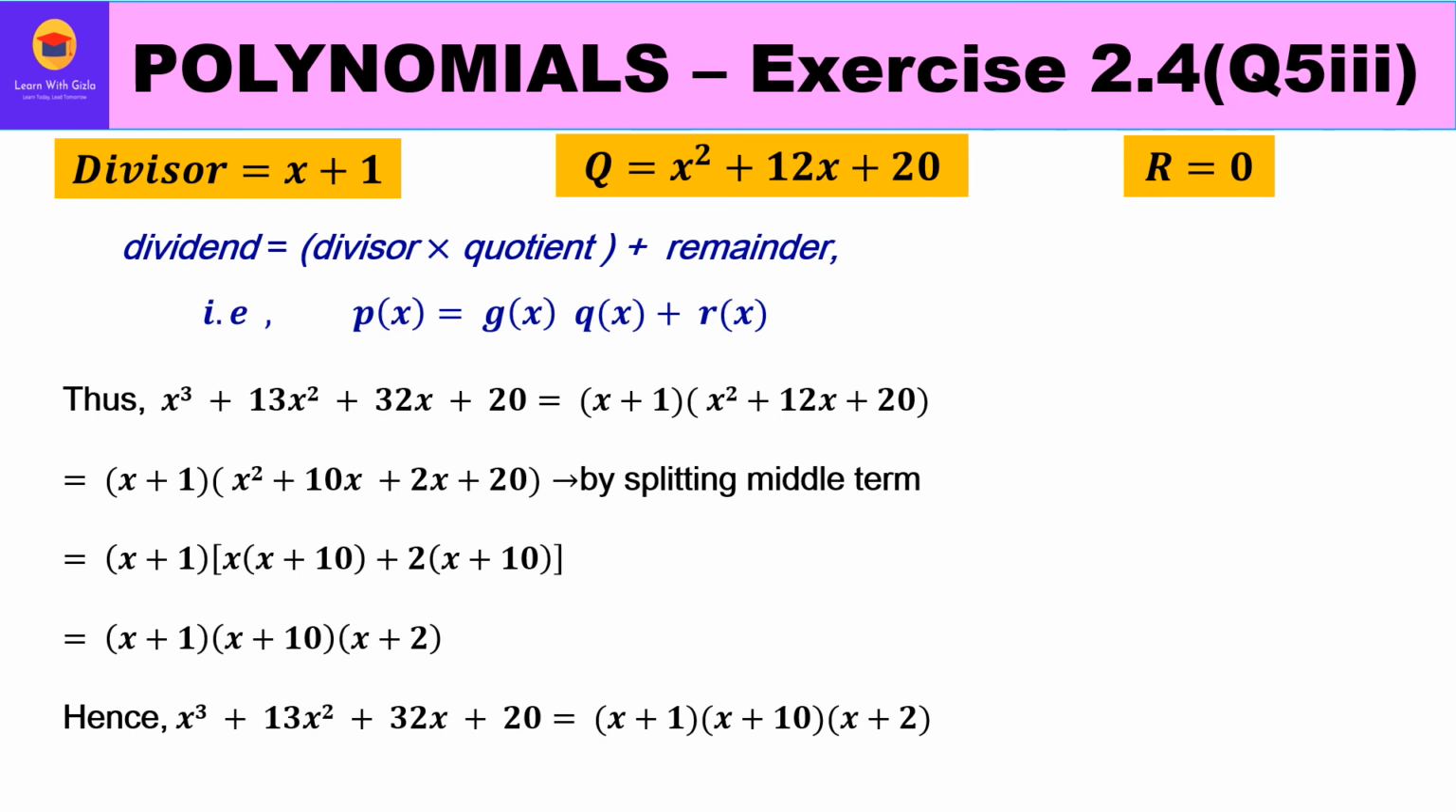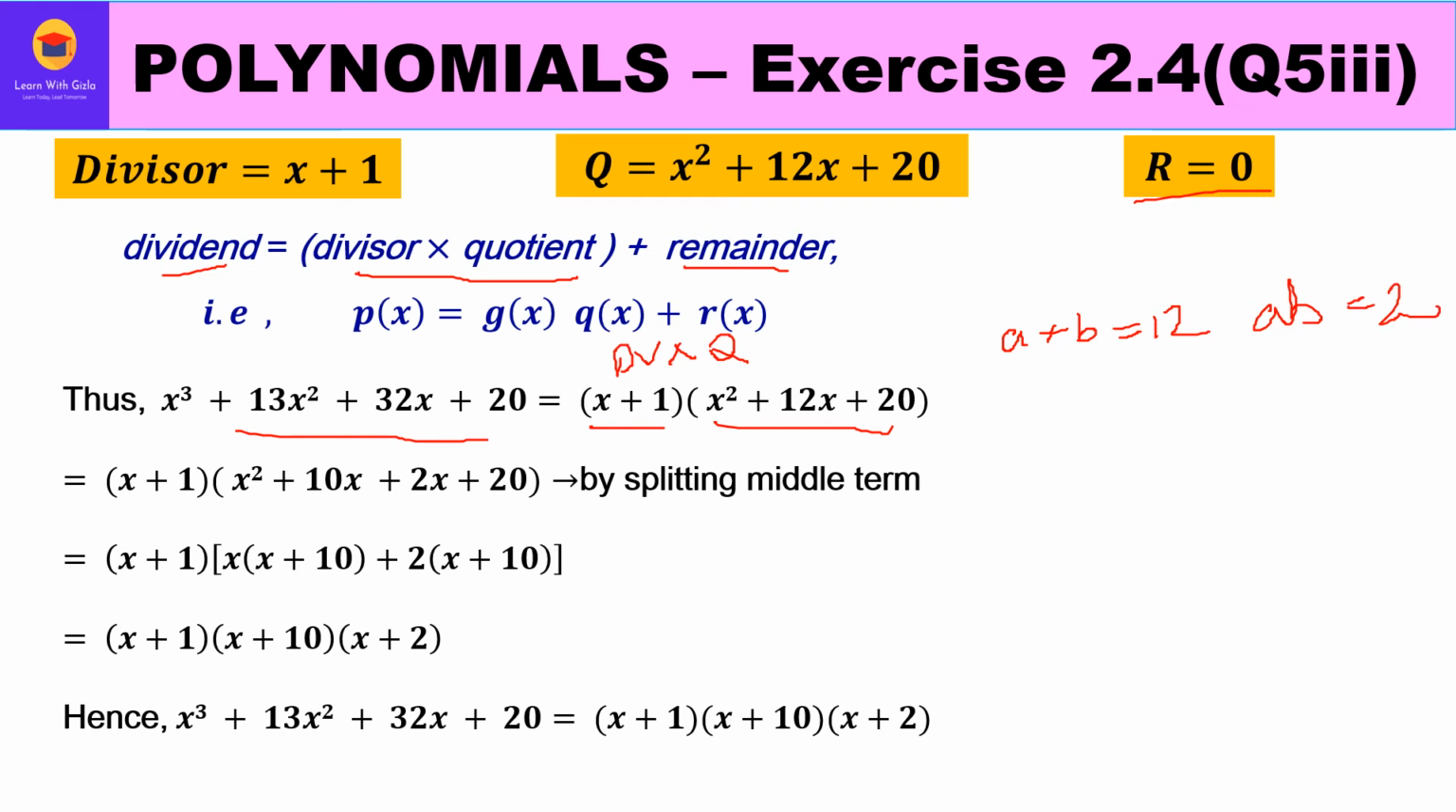Now the division algorithm says that dividend is equal to divisor into quotient plus remainder. Remainder is 0 over here, which we can ignore. So the given polynomial is the product of two factors, that is the divisor into the quotient. Right. Now the quotient has to be further factorized, right? Because its degree is 2, so it will have two factors. So we have to find two numbers a and b such that their sum is 12 and their product is 20, because we are going to use the splitting the middle term method.